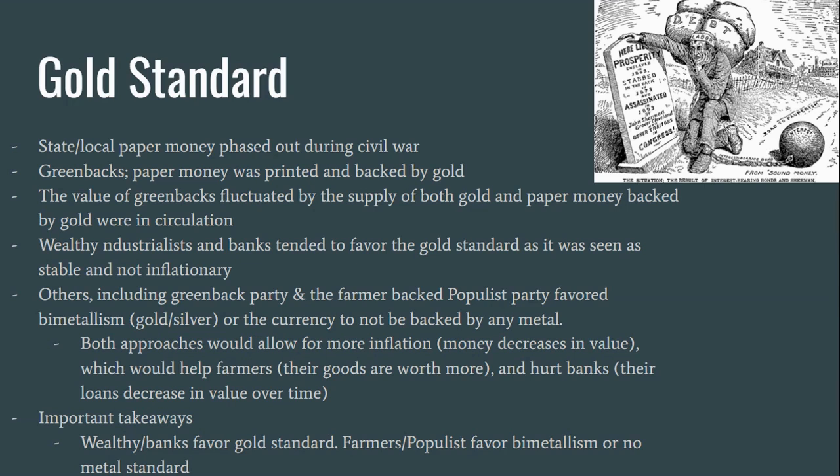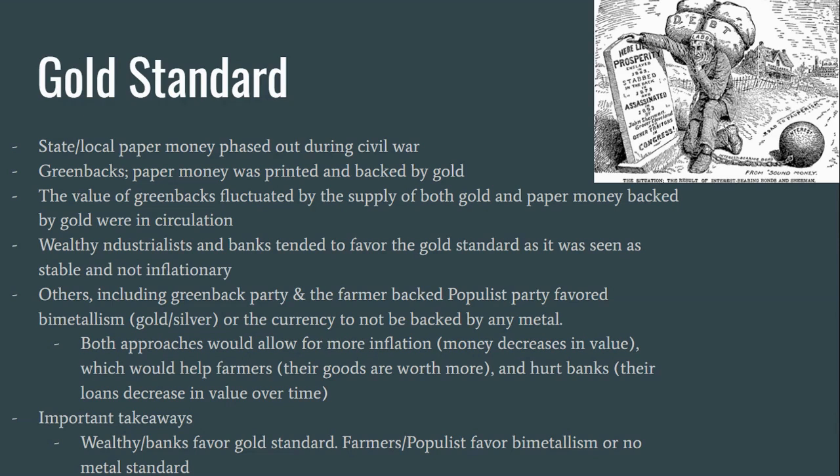However, it came under heavy pressure from other groups that wanted a different monetary system. One group was a minor political party called the Greenback Party, and another was the farmer-backed Populist Party. Both favored either bimetallism, meaning a currency backed by gold and silver, or even the more radical idea of a currency not backed by any metal. Both of these approaches would allow for more inflation, which means money would decrease in value.